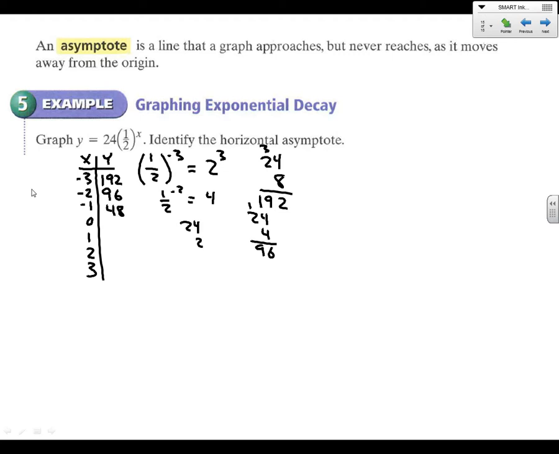And then (1/2)^0 is 1, and 1 times 24 is 24. Okay. (1/2) to the first is a half, so now we get 12. (1/2) squared is a quarter. A quarter of 24 is 6. And (1/2) to the third is an eighth. An eighth of 24 is 3.